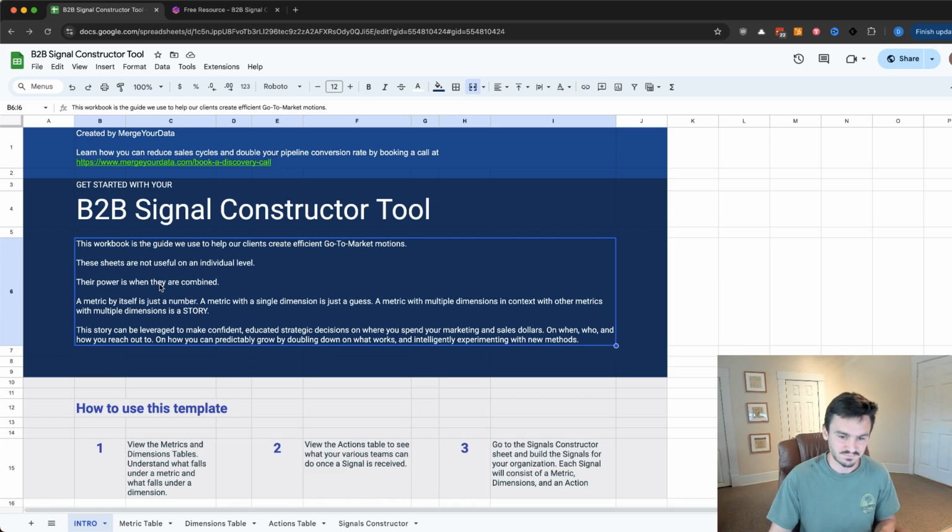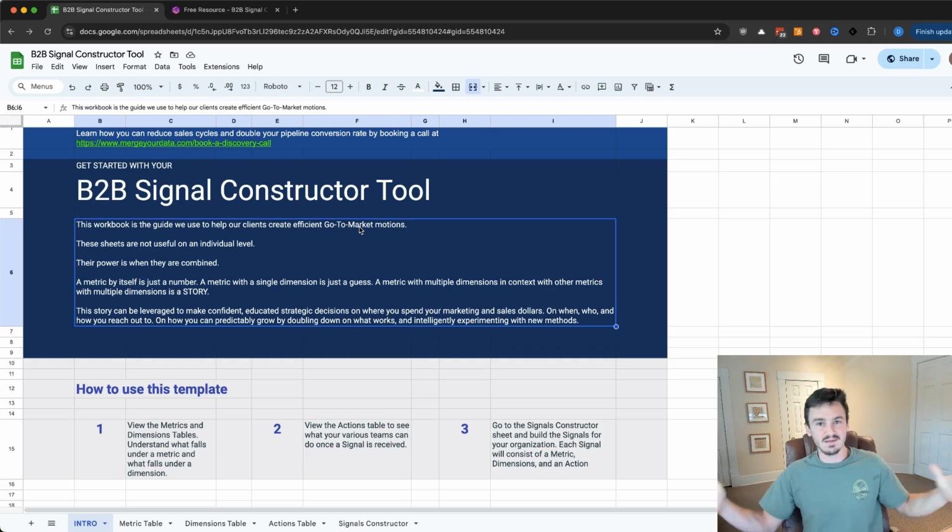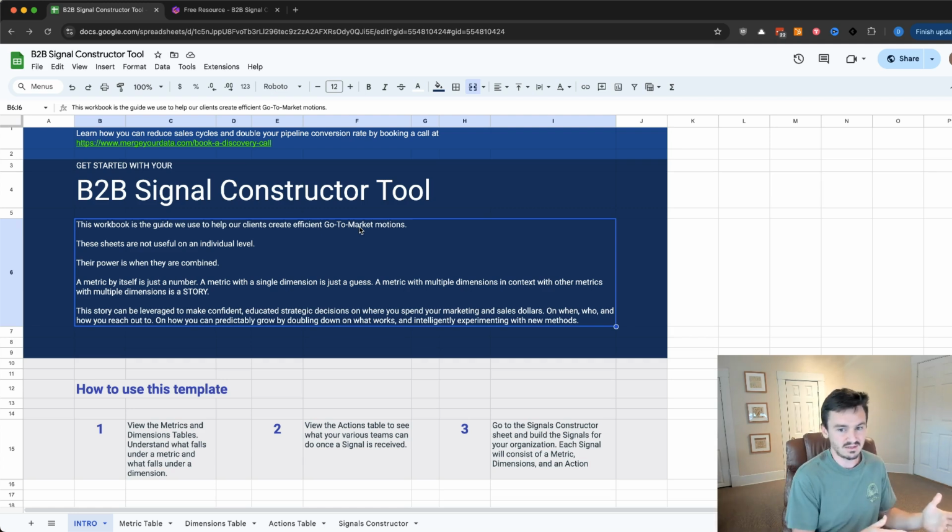Like I say here, a metric by itself is just a number. A metric with a single dimension is just a guess. And a metric with multiple dimensions in context with other metrics with multiple dimensions is a story. So we want to tell stories with our data. We want to be able to have a clear takeaway and a clear path forward. It might not be right 100% of the time, but it's a numbers game. You want the probability to be high, and you want to be confident when you move forward, and you can always readjust with more data later on.